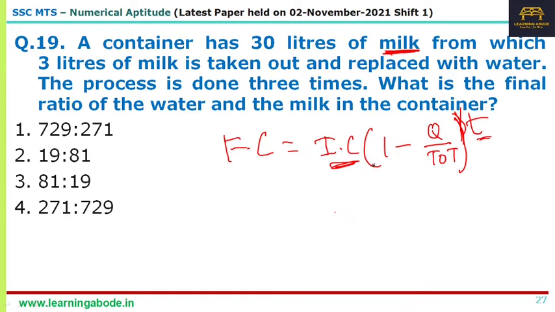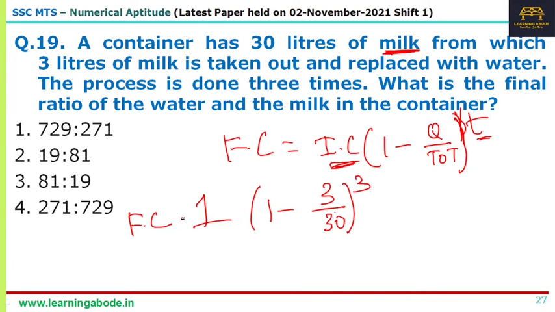Initially milk is full, so you can write it as 1. The initial concentration of milk is 1, or in other words 100%. Then what is happening? 3 liters you are removing out of a total of 30 liters, and you are doing it 3 times. So that's the final concentration.